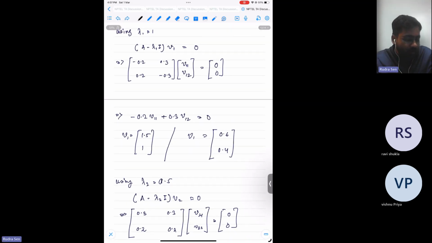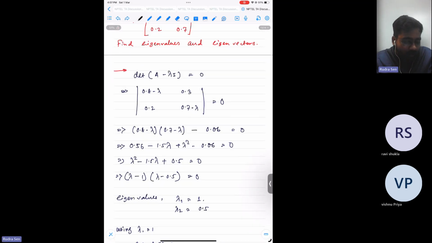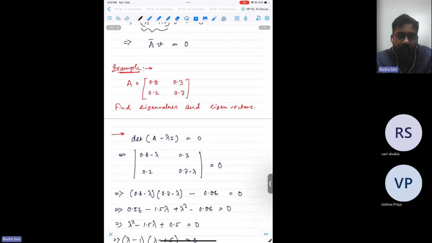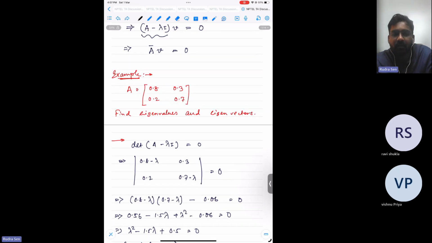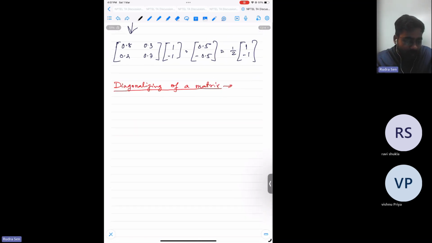So let me ask you, is it clear with this one example how you can find eigenvalues and eigenvectors? Is it clear to you? Yes, sir, clear. Okay, so I'll move to the diagonalizing of a matrix.